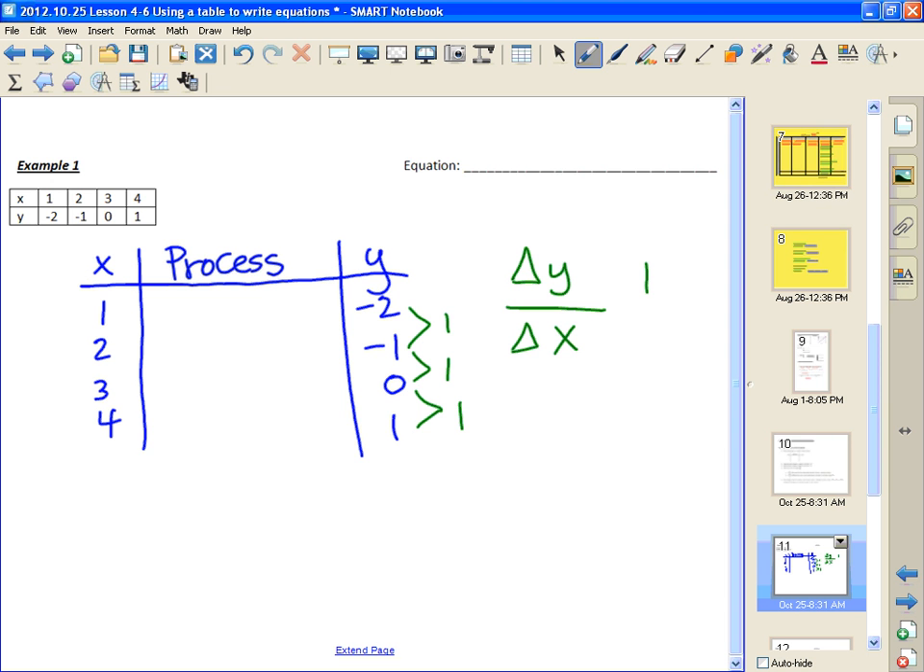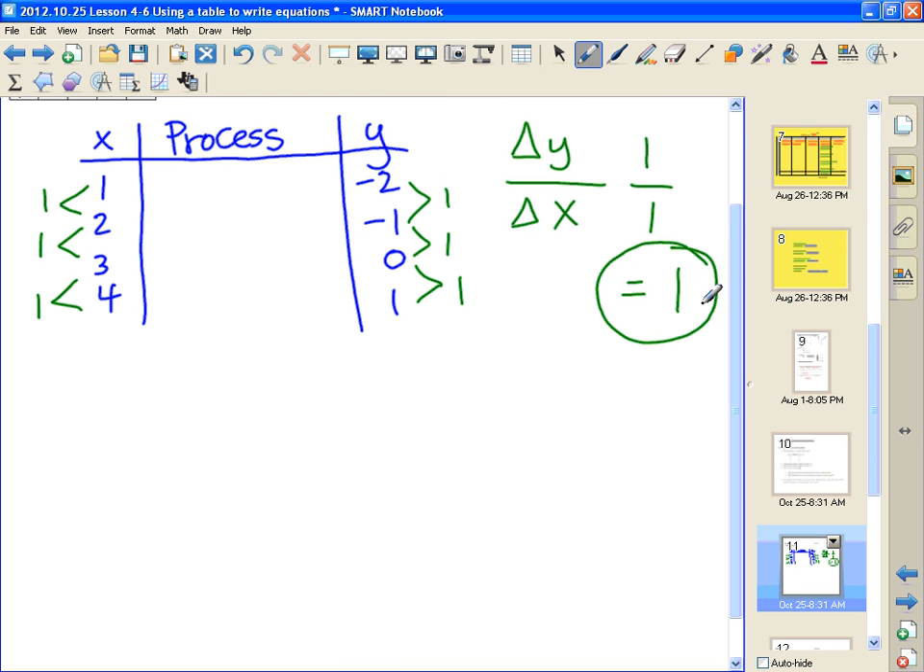Okay, now I'm going to come over here and do the x's. So from 1 to 2, how does it change? Goes up 1. From 2 to 3, goes up 1. And from 3 to 4, goes up 1. Okay, so what is our x changing by each time? 1. So I put 1 over 1. Now notice this is a fraction, right? Can I reduce that fraction? Yeah. 1 over 1 reduces to 1. So my rate of change, or the amount that I am changing by each time, is 1.